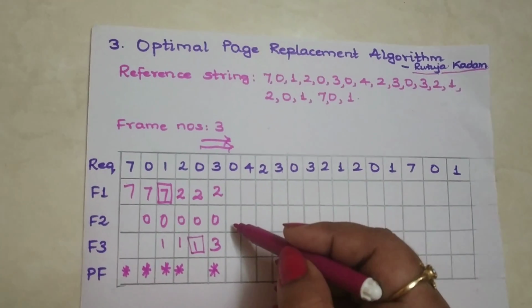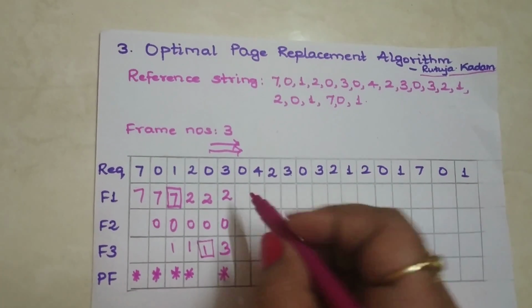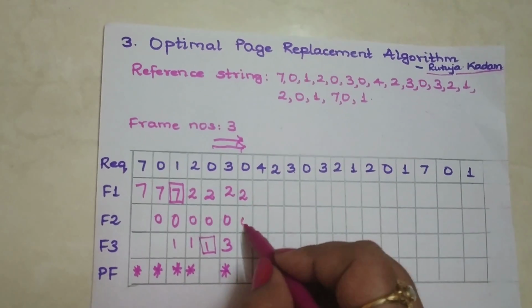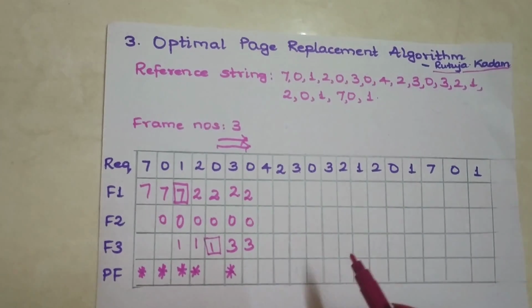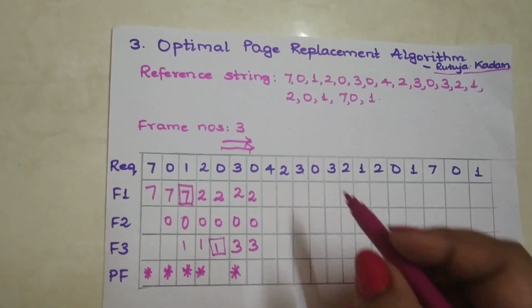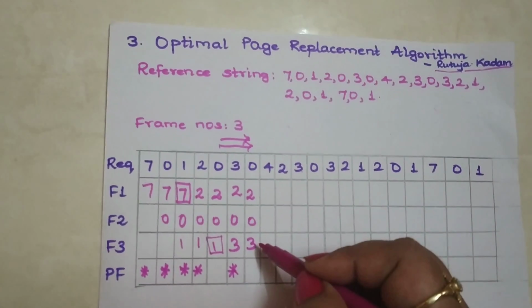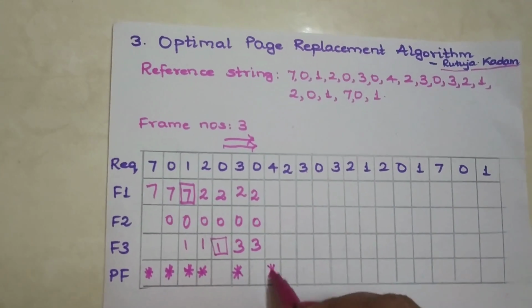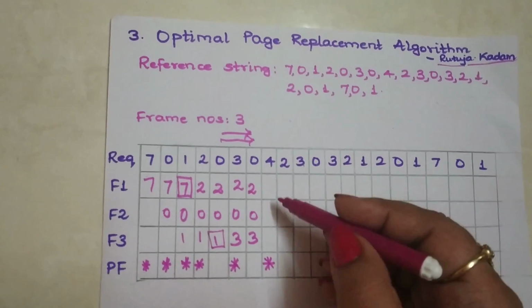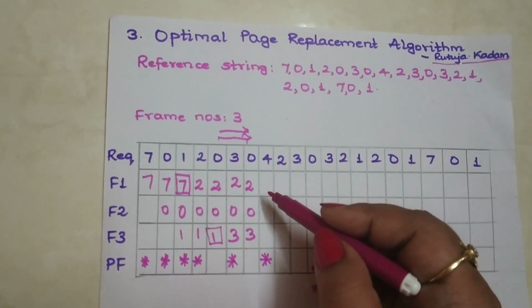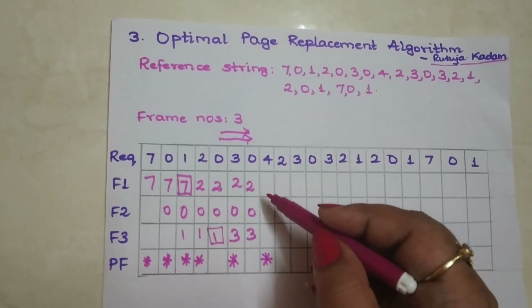0 is there in the memory, so no page fault. So it is a page hit. So we will write the contents as it is. Then comes 4. Now 4, is 4 available in frames? No. Then that is a page fault. Now which page to be replaced with the help of optimal page replacement algorithm?